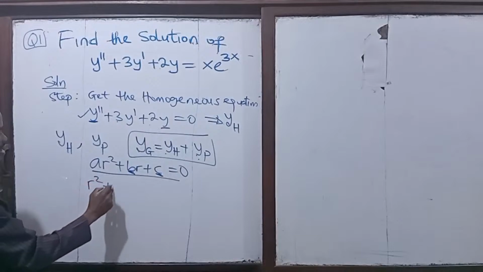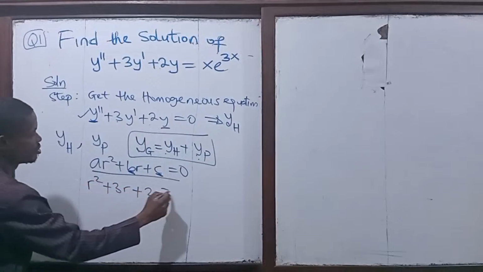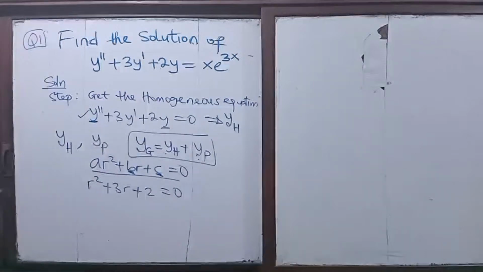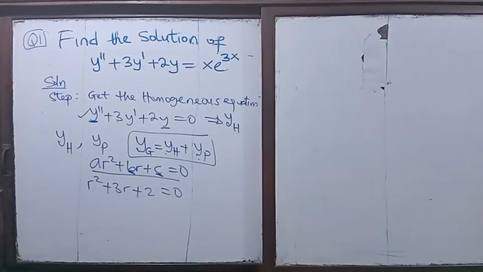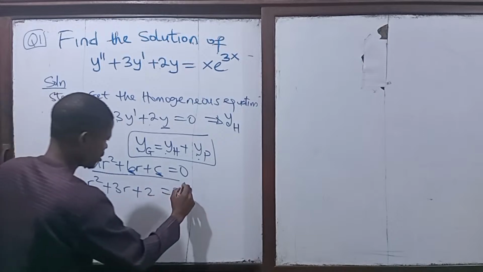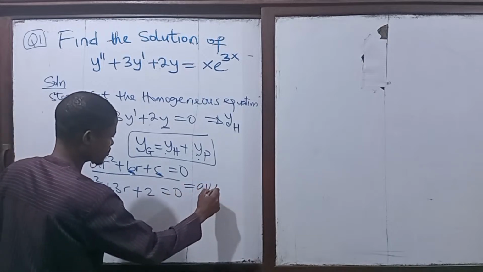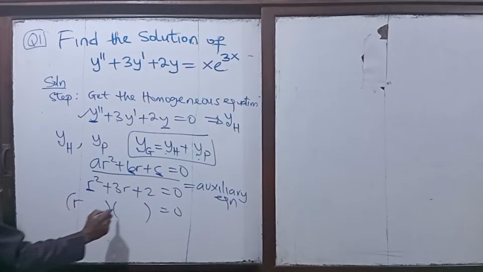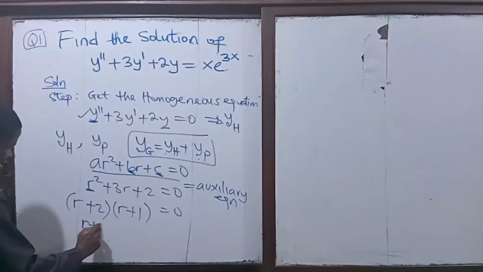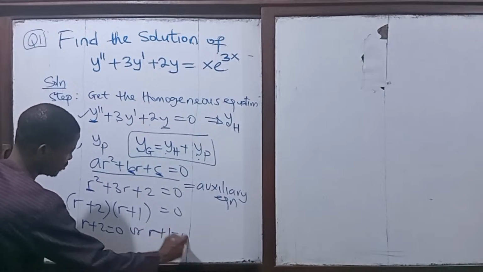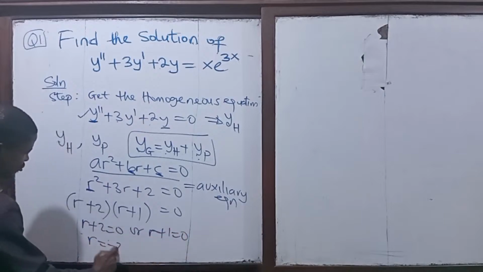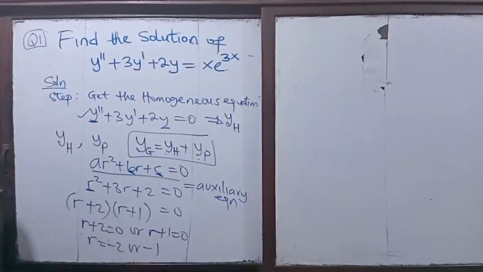That will be equal to r squared plus 3r plus 2 equal to 0. Then you factorize this. This is your auxiliary equation. Get r squared, then r plus 2, and then r plus 1, equal to 0. So r is equal to minus 2 or minus 1.